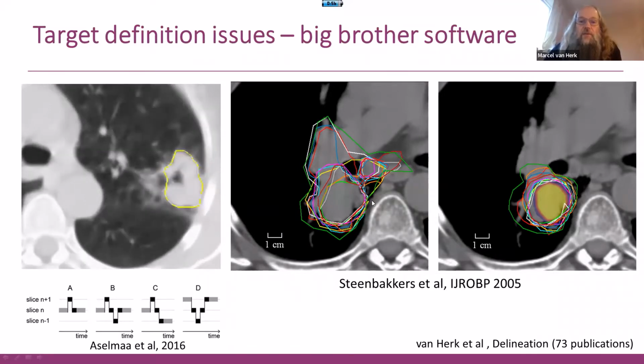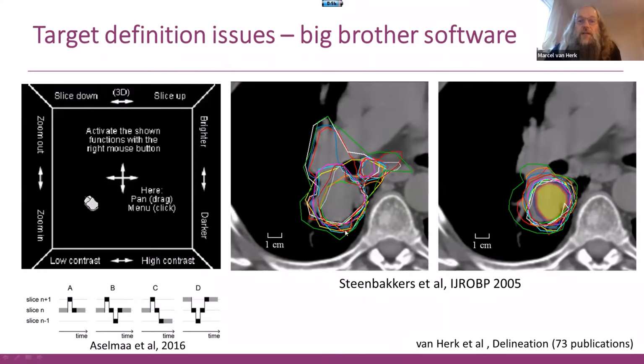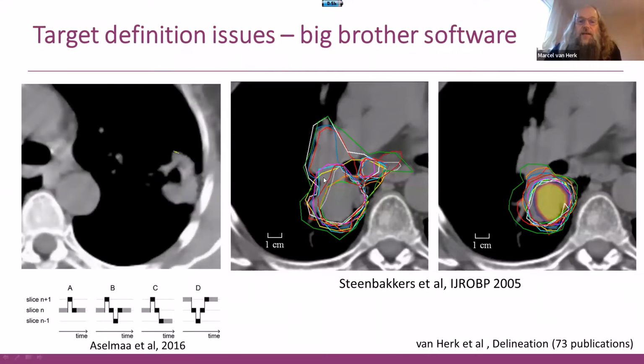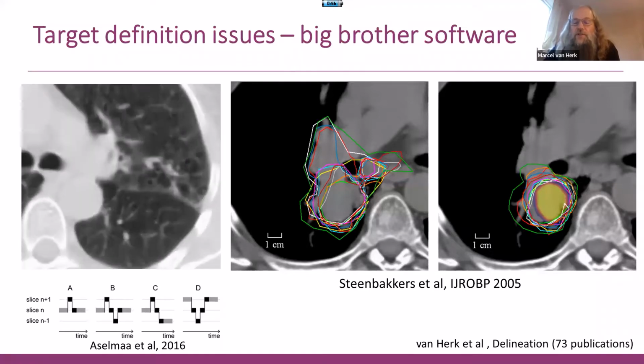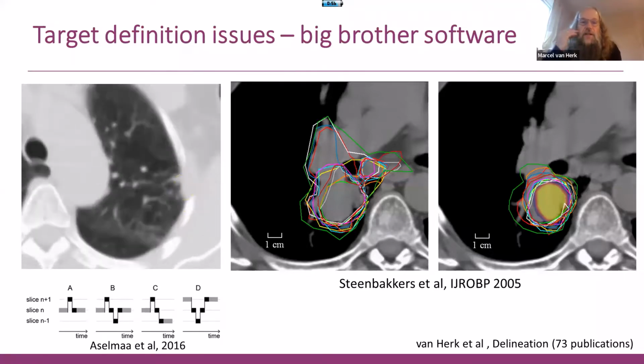If you give the doctor a very unclear image without any PET scan, then basically there are centimeters big differences in target definition. And even with better imaging, including a PET scan, a little light bulb that shows you where the tumor is, you still have about a centimeter difference in contouring. And in the very best situation, it's about 5 millimeters. So we need to improve this.